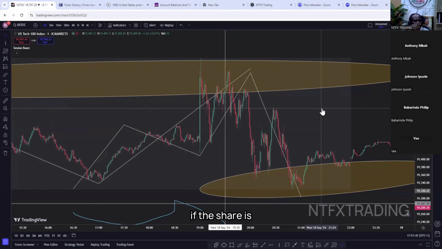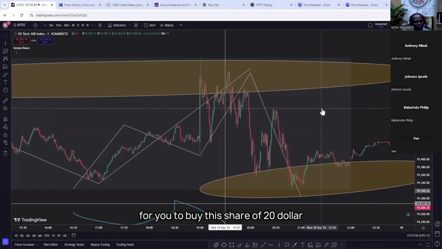If the share is $20 per share, but in your currency, for you to get $20, you will need 15 pounds. But now that the dollar has lost value, for you to buy this share of $20, you don't need 15 pounds again. You need maybe 10 pounds or 12 pounds. Is somebody getting the logic now?